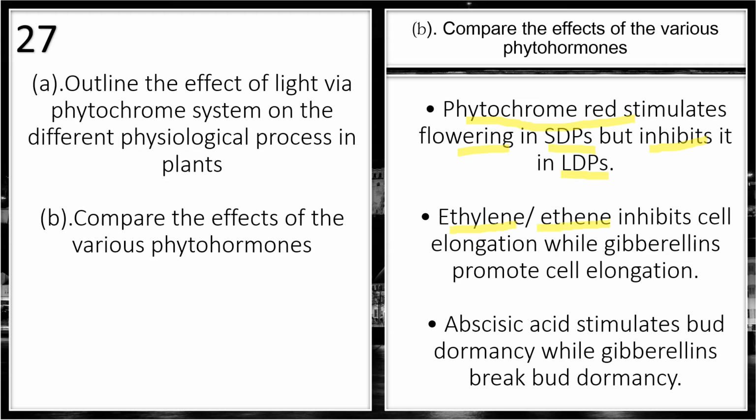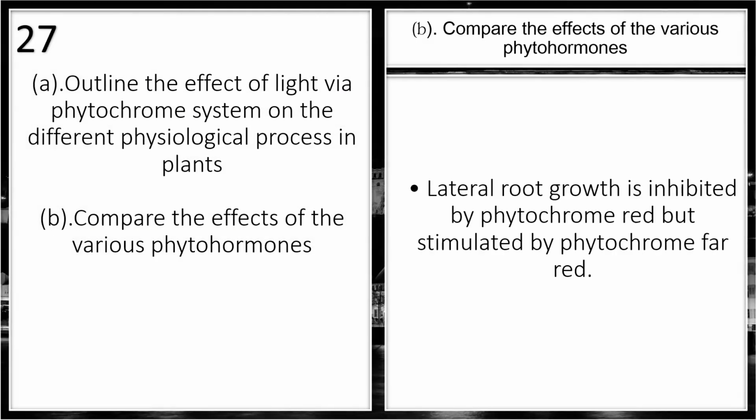Ethylene inhibits cell elongation, while gibberellin promotes cell elongation. Abscisic acid stimulates bud dormancy, while gibberellin breaks bud dormancy. Lateral root growth is inhibited by phytochrome red and stimulated by phytochrome far red.